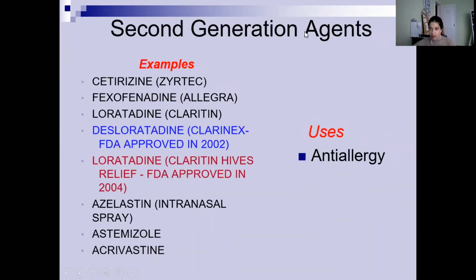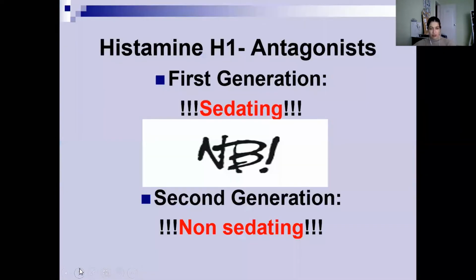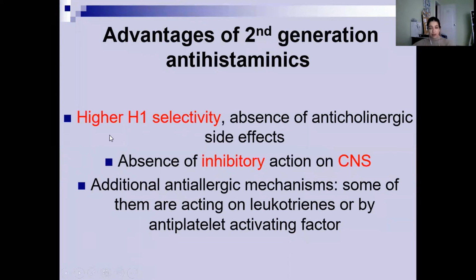Second generation drugs include cetirizine, fexofenadine, loratadine, desloratadine, ebastine, and so on, and they are used only as anti-allergic drugs. The histamine blockers of the second and third generation have more effect than the first generation, and a longer effect. And what is the most important? The first generation H1 antagonists have a sedating action, meaning they make people sleep. The second generation are non-sedating, so they don't make you sleep.